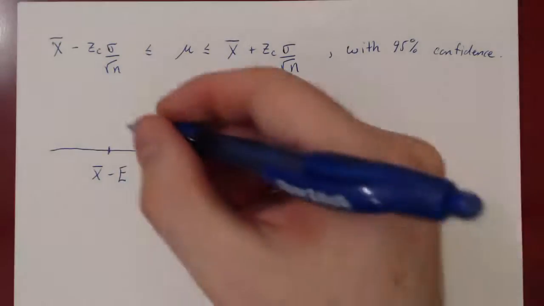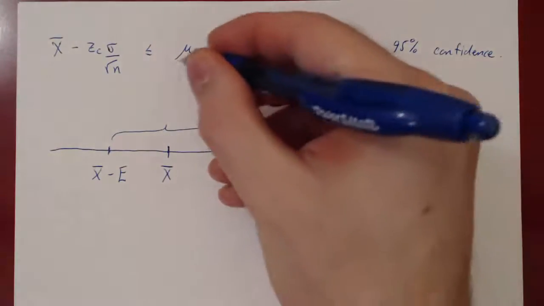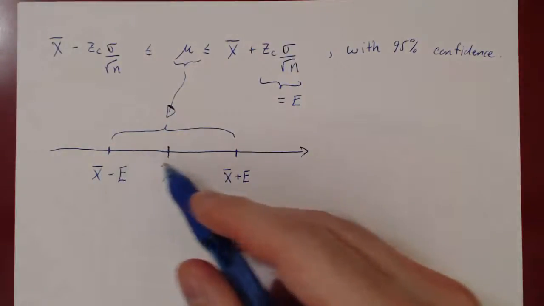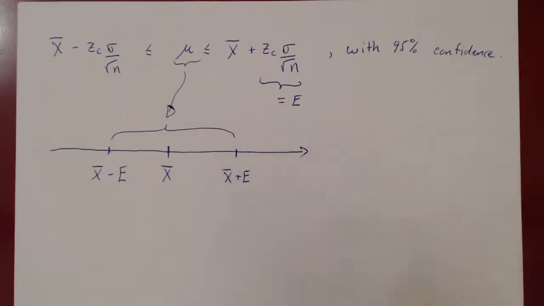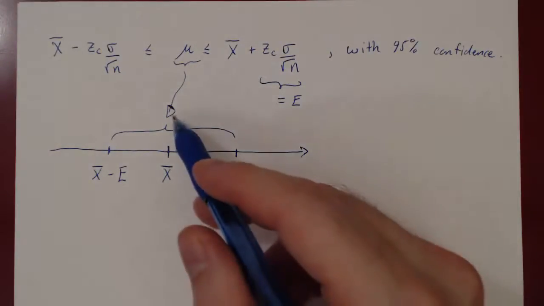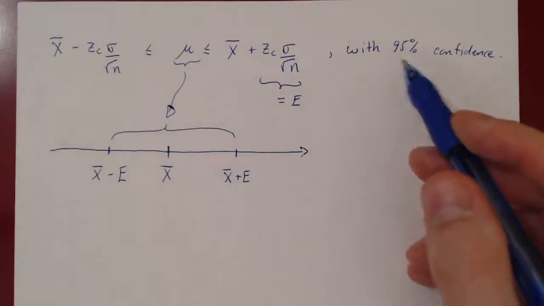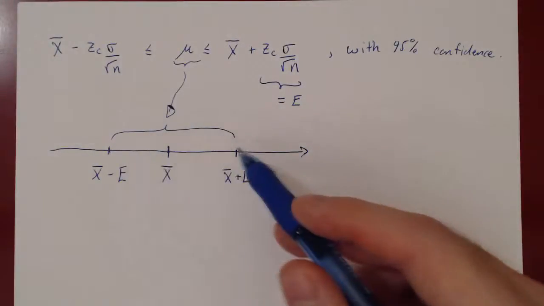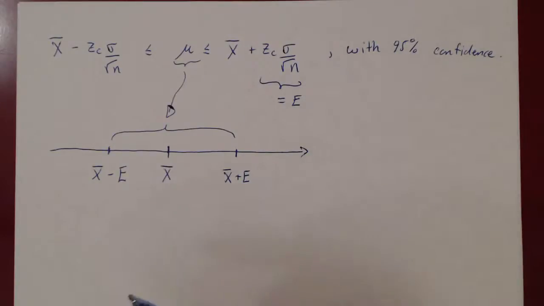And what we're saying right now is we are 95% confident that the true population mean will lie somewhere inside of this interval. So somewhere between x bar minus E, x bar plus E. We could be wrong. There is still a 5% probability that the mean will be outside of our interval. But we're 95% confident that the true mean will indeed lie inside of this interval. So we now have our 95% confidence interval.